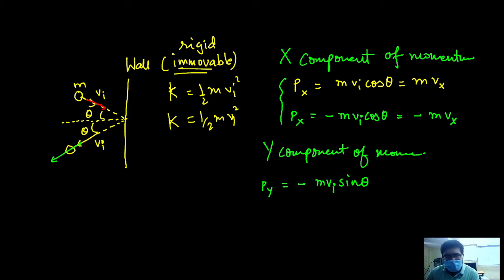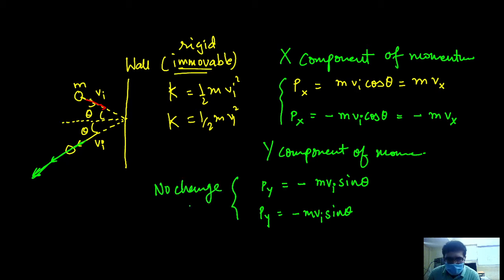Now after collision, have a look at this one going there. So once again, py, this is before and after. After collision, once again py is minus mvi sine theta. Remember, it is still going down. Third quadrant. X component negative, y component also negative. So both are negative in the third quadrant where this one goes. So you see there is no change before and after collision. Is that clear?